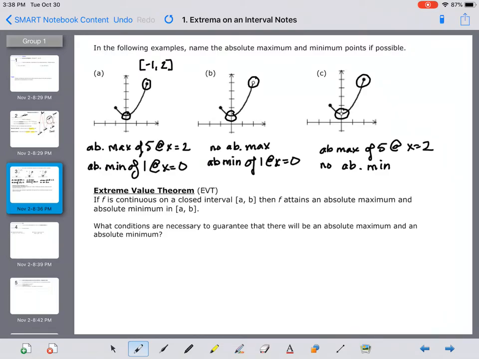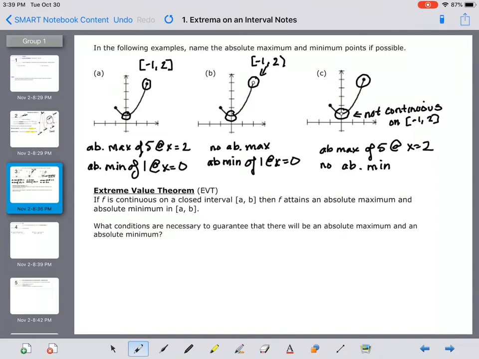And the reason we don't is because on B, this is not a closed interval. The interval is actually -1 to 2, but it's open on 2. And then C is not continuous on the interval. It is a closed interval, but it's not continuous on that entire interval.